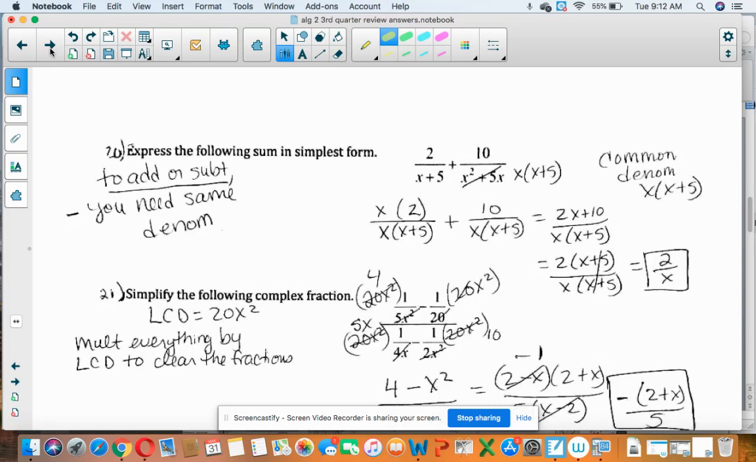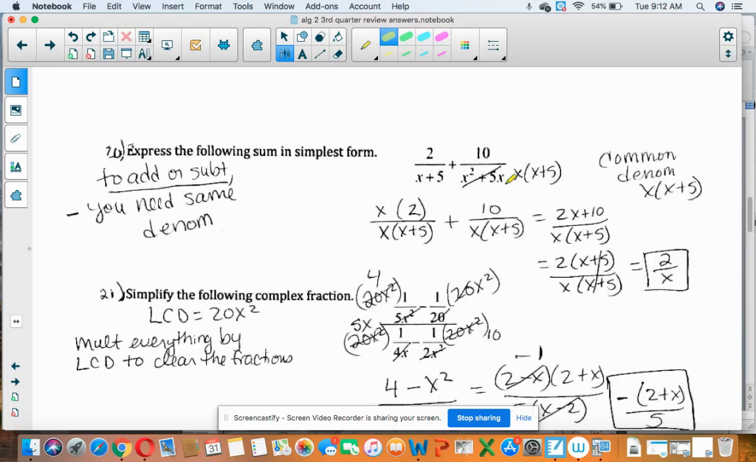All right, we're up to this next page, number 20. I am adding. So when you're adding fractions, you cannot add unless your denominators are the same. So I take this denominator on the second fraction and I factor it, because I need to find a common denominator, and it's really hard to see what the common denominator is unless this is factored. So I take this, it's x plus 5. Now I can see, well, this is x plus 5, this is x times x plus 5. It's super close. My common denominator is x plus 5.